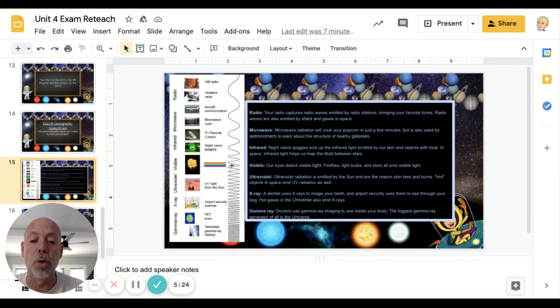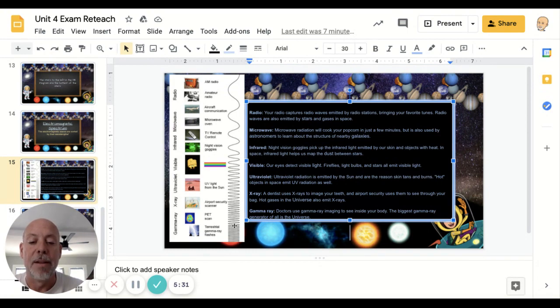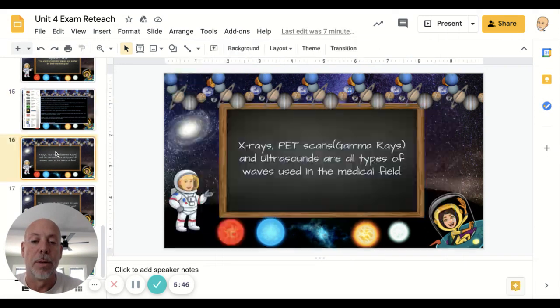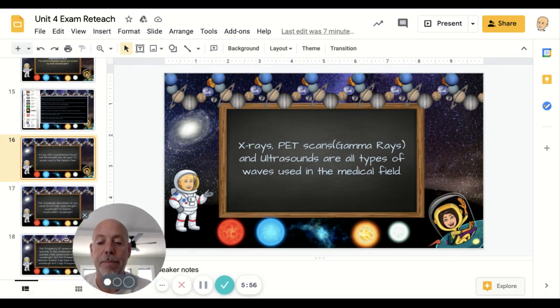As you work closer to the bottom, all the way down to gamma rays, you're going to see that gamma rays have very short wavelengths. See how squished up they are? Because they're so short, there's a higher frequency. You can put more of them in the same space as this one large wavelength up here. That being said, X-rays, PET scans, which use gamma rays, and ultrasounds are all types of waves used in the medical field.